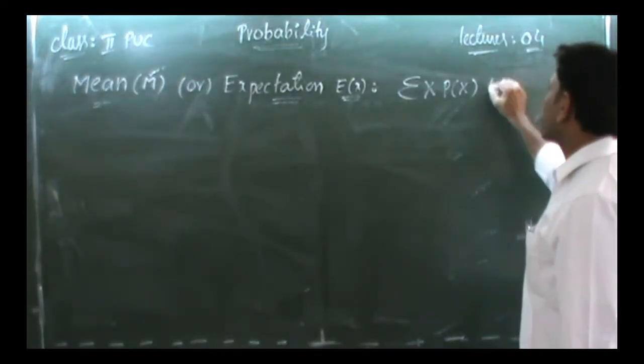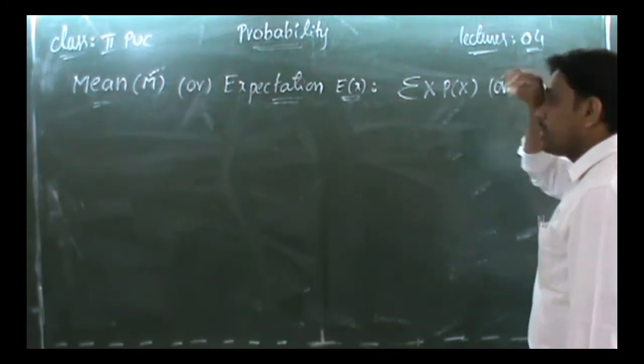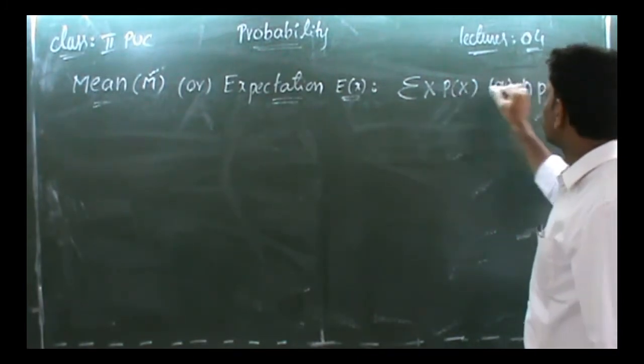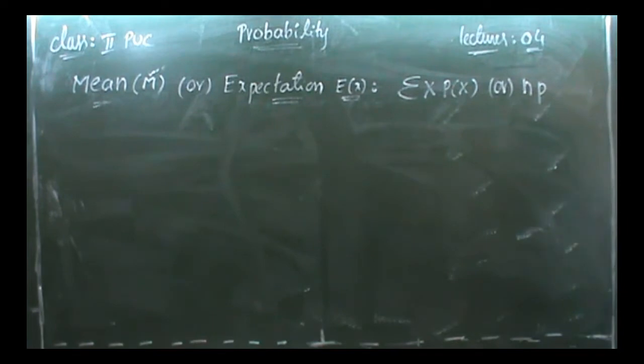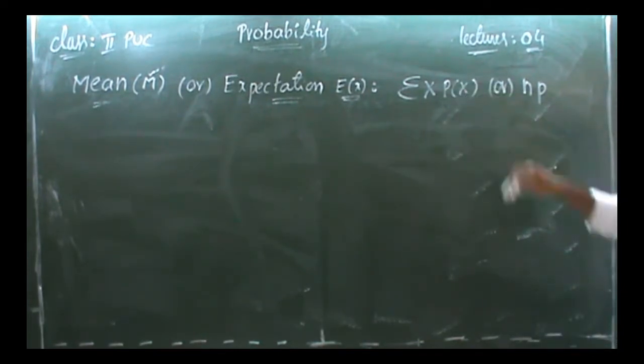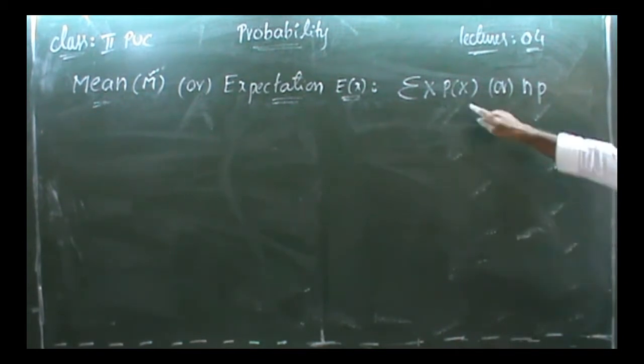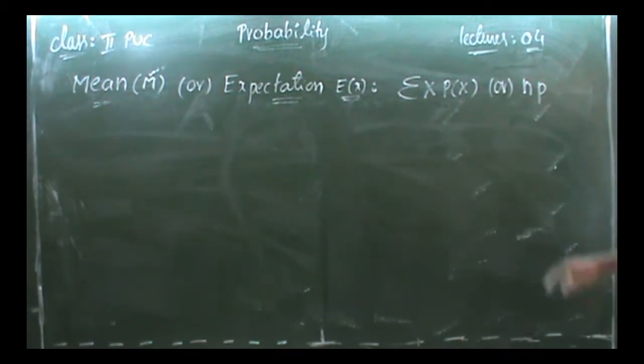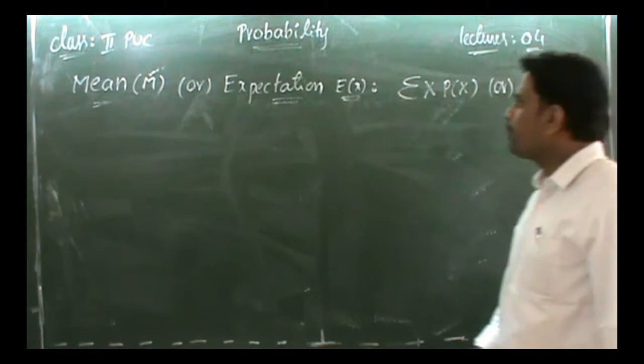One more formula. That is np. So I will explain when we have to use this formula. Children, this is the formula we will use when the distribution table is given. If the distribution table is given, we will use this one. Otherwise, we have to use this one.